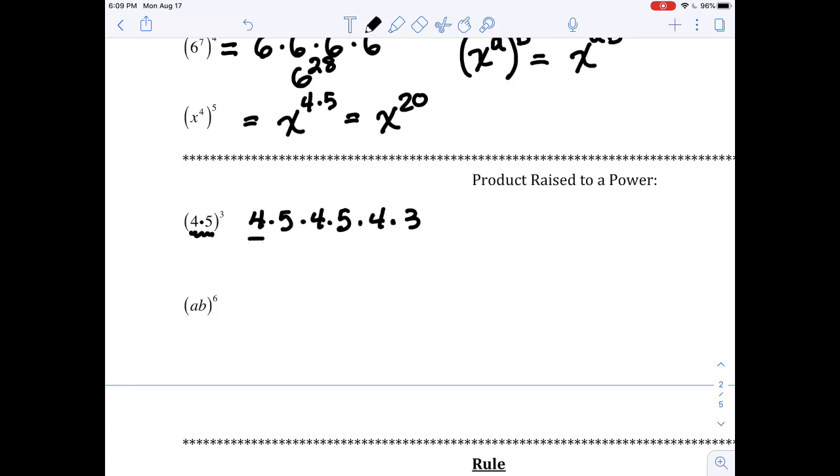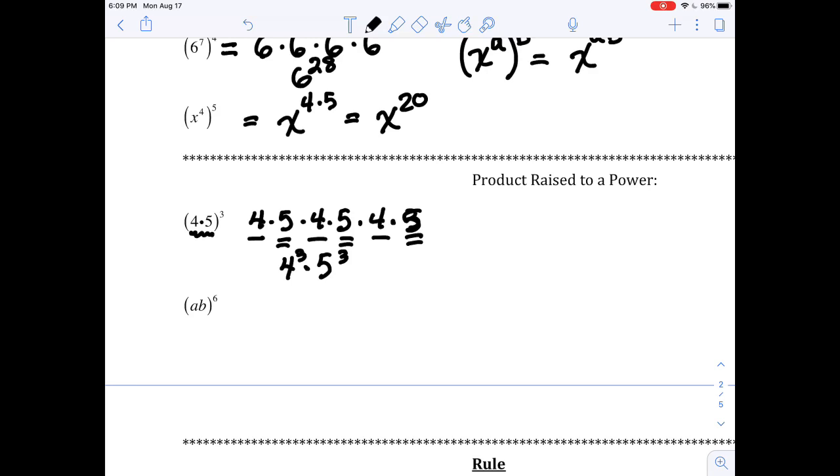And as you can see, there are 3 4s here, and there are 3 5s here, which would indicate that that exponent of 3 is going to get applied to each of those factors, the 4 and the 5. And so that would be 4 cubed times 5 cubed.